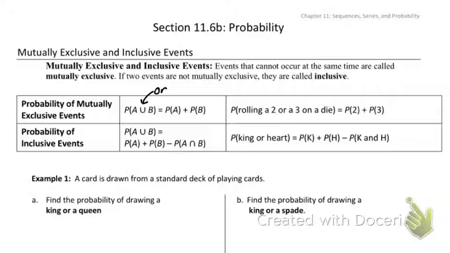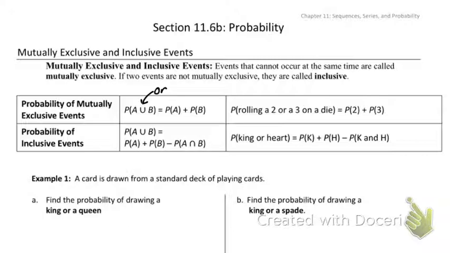Probability of inclusive. So inclusive are events that kind of double up. And before I get to this, let's talk about what I mean by an example of that. So we have a deck of cards. And I ask Sahej to pull out a king or a heart. Now, why this is considered inclusive is because there's one card that satisfies both of those conditions. And that is the king of hearts.